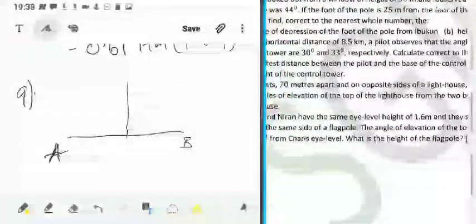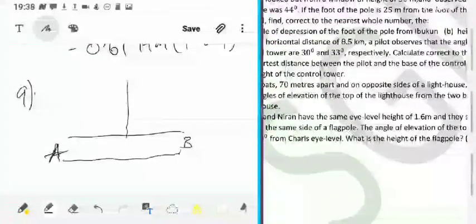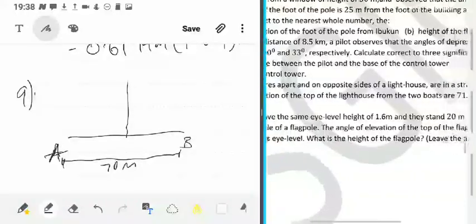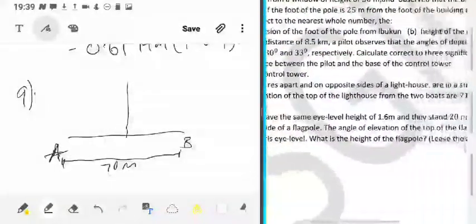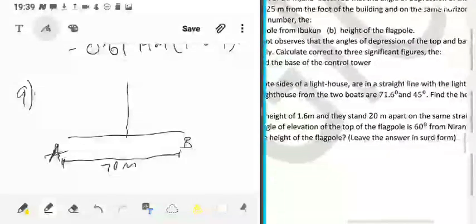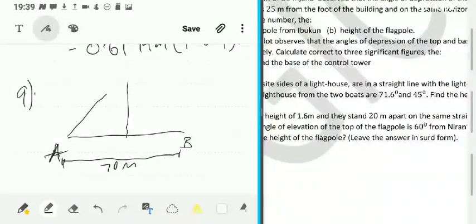So two boats 70 meters apart. So the distance between this boat and this boat is what? 70 meters. The angles of elevation of the top of the lighthouse from the two boats. Angles of elevation, that's an angle when you look upwards, are 71.6 degree and 45 degree.